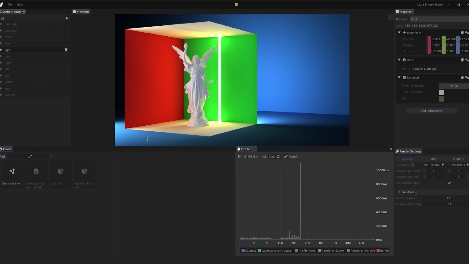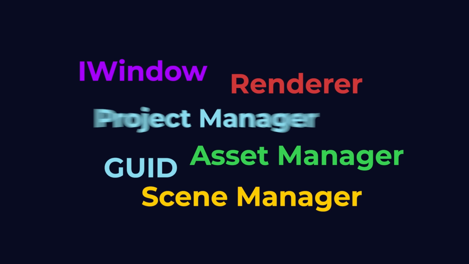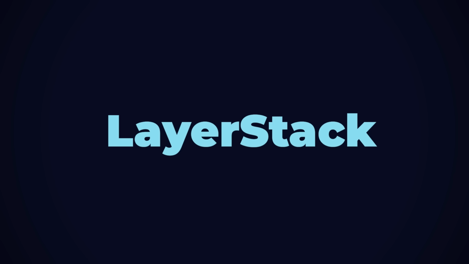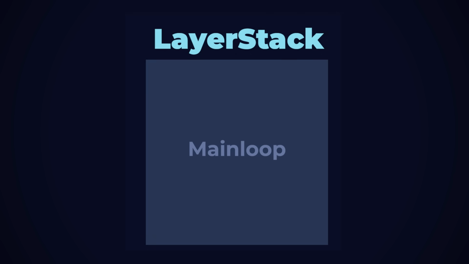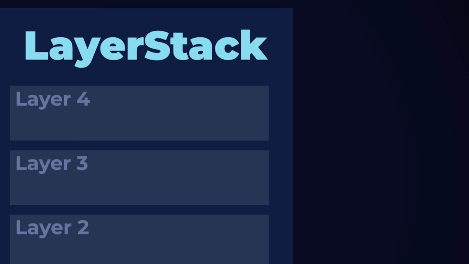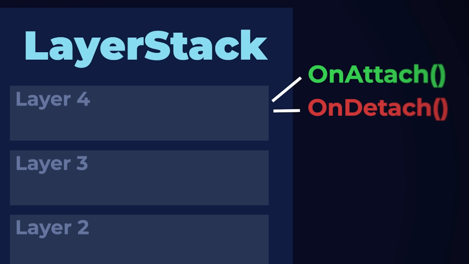Now, before we jump into the editor UI, there is something we need to address. We've been adding more and more systems into the application class, and it's starting to get messy. To organize this, we'll introduce something called a layer stack. The layer stack splits the engine's main loop into multiple layers. Each layer follows a simple blueprint. We can call onAttach, onDetach, and onUpdate.